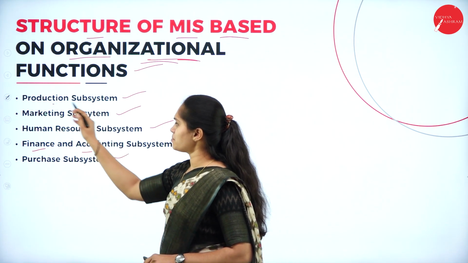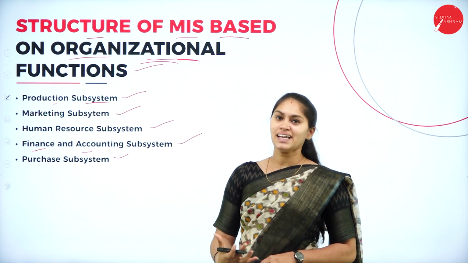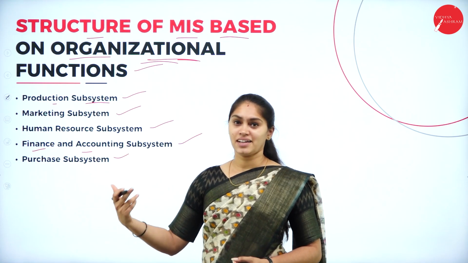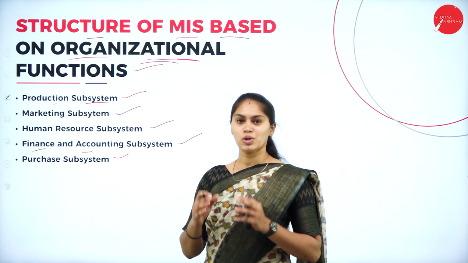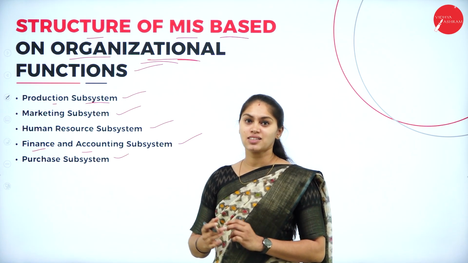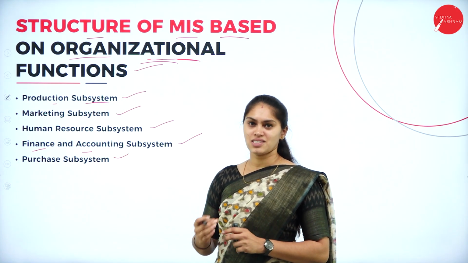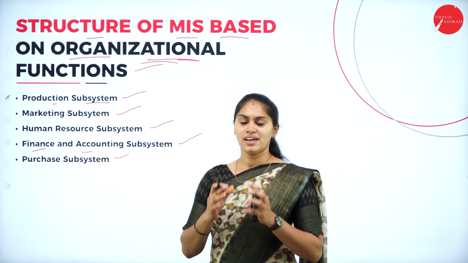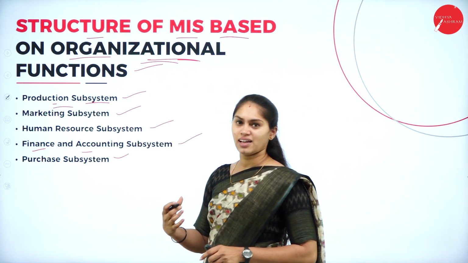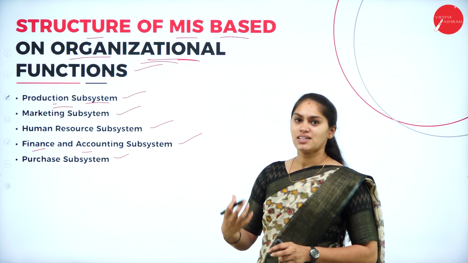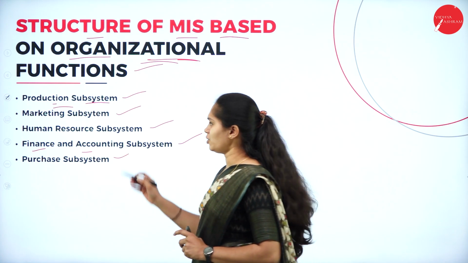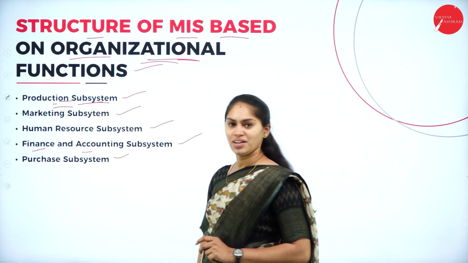When you come to the production subsystem, what does it mainly concern? Getting the raw material until it reaches the production of goods or services, the finished goods or services which need to reach the required customer. The purchasing of raw material, taking care of the services, and the operations that need to take place in between, everything is the concern of this production subsystem.